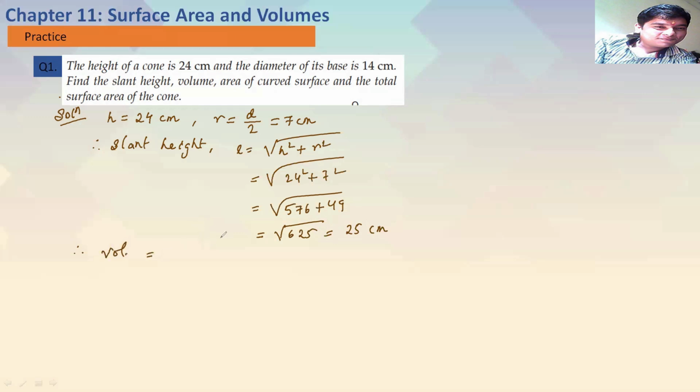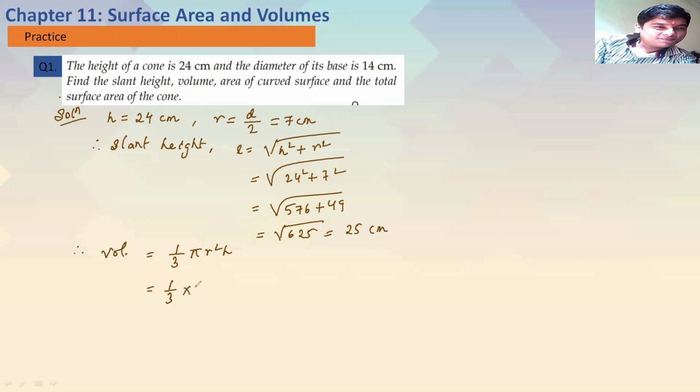Volume is length of base into height, that is... we just understood volume, right? One third, because 1 by 3 pi into r square, pi r square into h. So plug in the values.